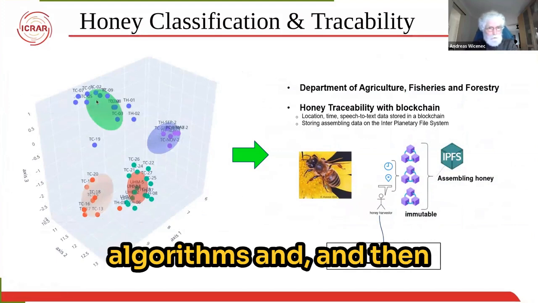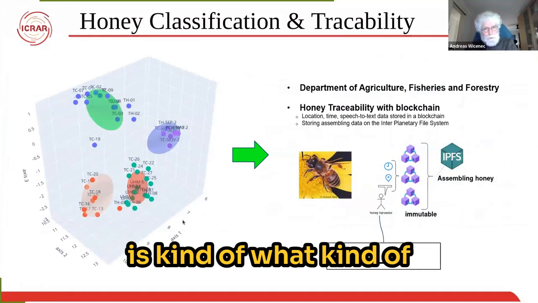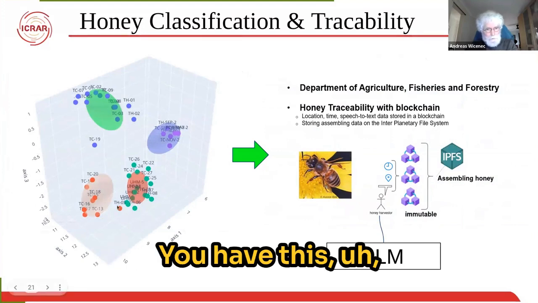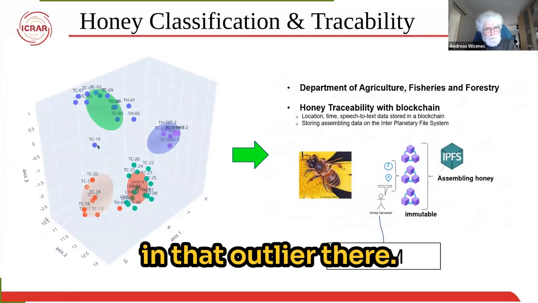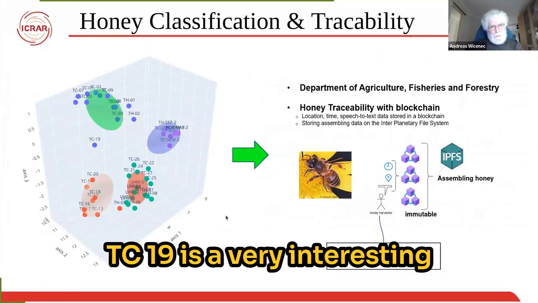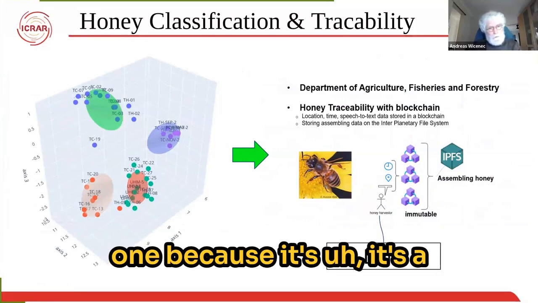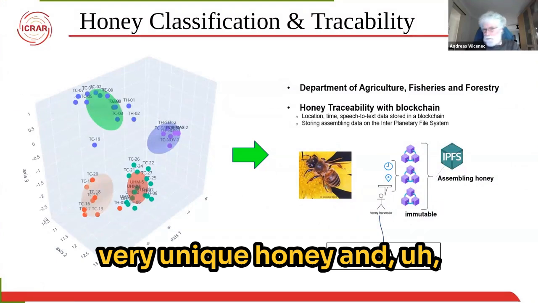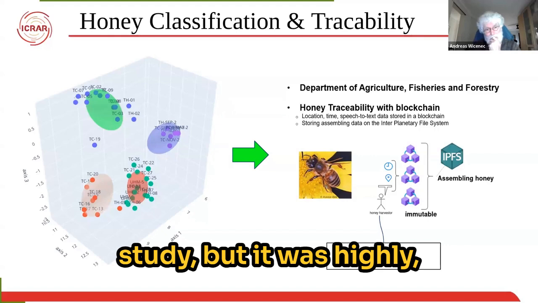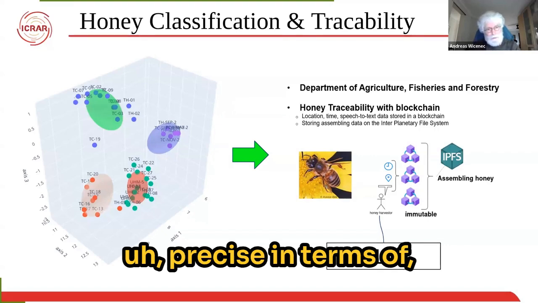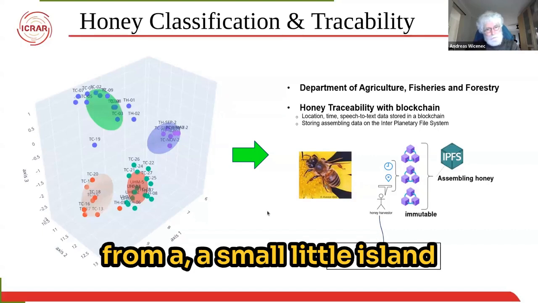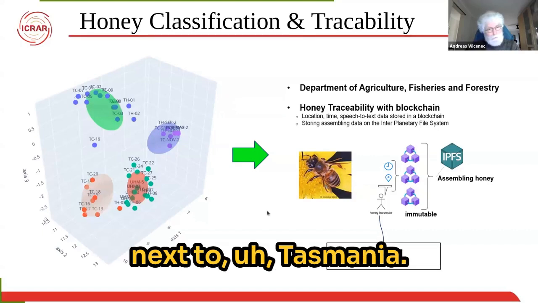clustering algorithms and then see what kind of honey is which. And you can see it's actually fairly nice. You have those clusters. You have this outlier here, which is quite interesting. And that outlier there, TC19 and TH05. TC19 is a very interesting one because it's a very unique honey, and nobody knew what it is. We actually didn't know which honey it is when we did this study, but it was highly precise in terms of picking out what those things are. And that one is actually from a small little island next to Tasmania.